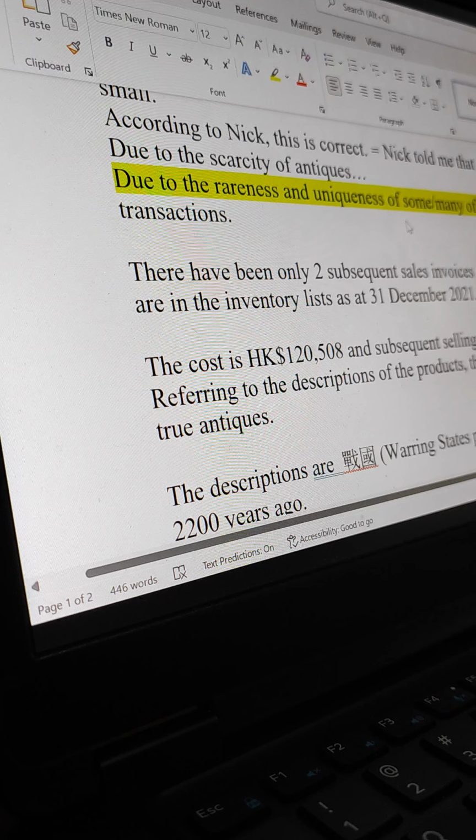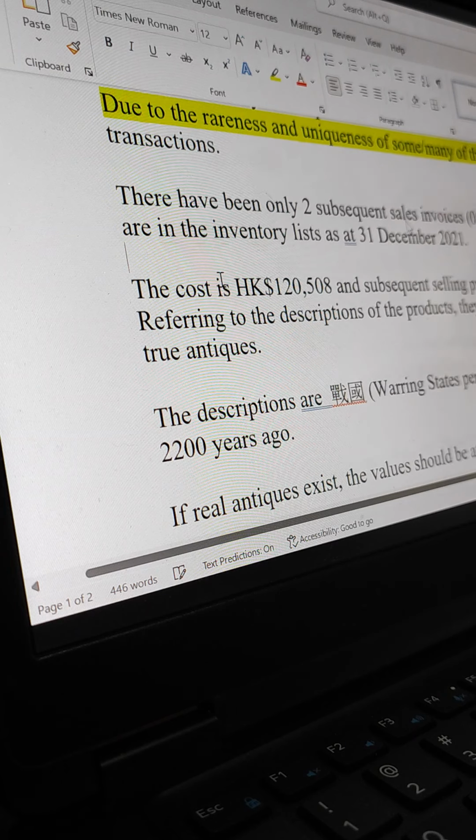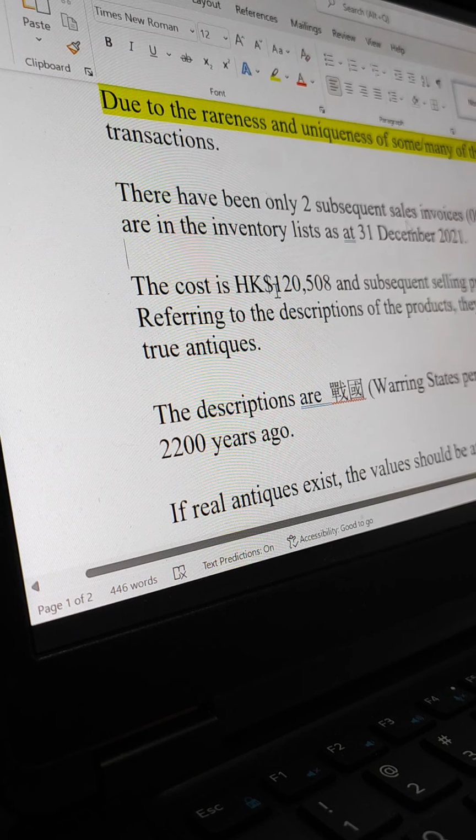Okay, so now what does "which" refer to? So in the inventory. Okay, good. You just need a comma before "which", because it's non-defining: "which are in the inventory lists as at this date". So the cost is this, and the subsequent price is this. Referring to the descriptions of the products, they are highly replicated products instead of true antiques. Just delete "instead of true antiques".